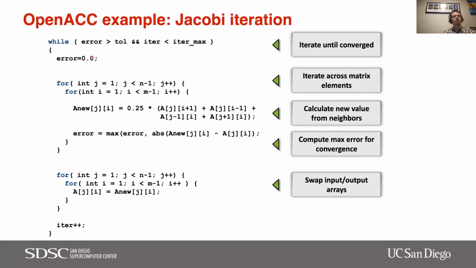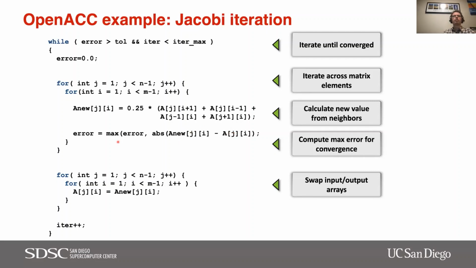So we set an error to 0, and then we have this double loop, right? Where we go through each element i and j, and we compute the new element as the average of the neighboring elements, right? And then we update the error as basically the maximum of the new matrix element, or grid element, minus the previous one.